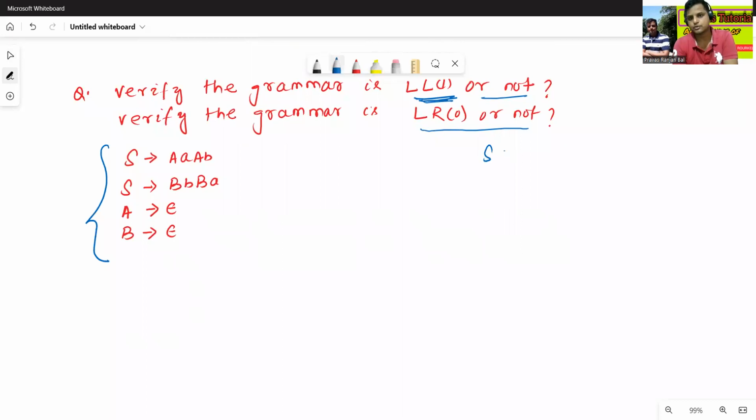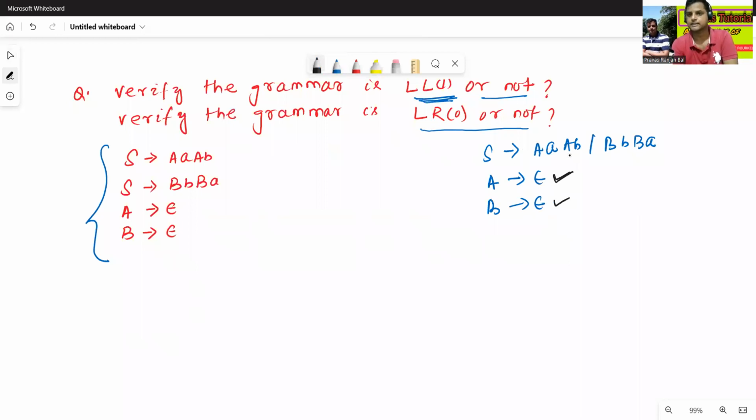So S → AB | BA, A → epsilon, B → epsilon. Let's see. A → epsilon is a single production grammar, so it is LL1. B → epsilon is a single production grammar, so it is LL1.